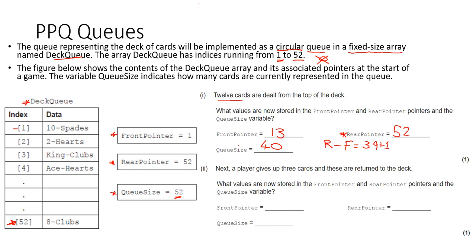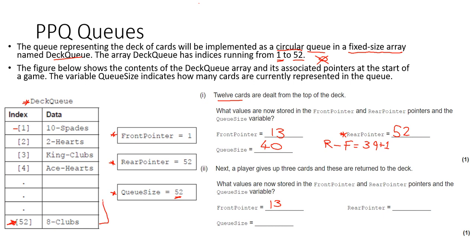The second part of it is an extension of what we've done already, so we'll be taking our answers from part 1 into part 2. Next, the player gives up 3 cards and these are returned to the deck. What are the values now stored in front pointer, rear pointer and queue size? So we've taken 12 cards, now we're returning 3. Adding to the queue, we're not going to be changing the front at all. Adding to the queue changes the rear.